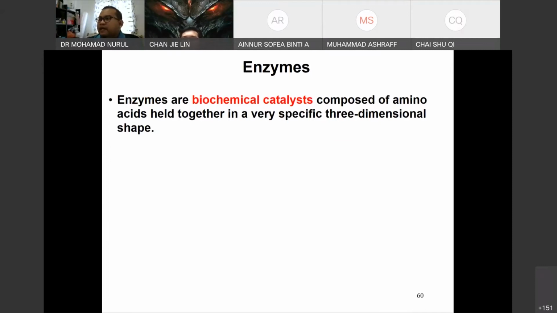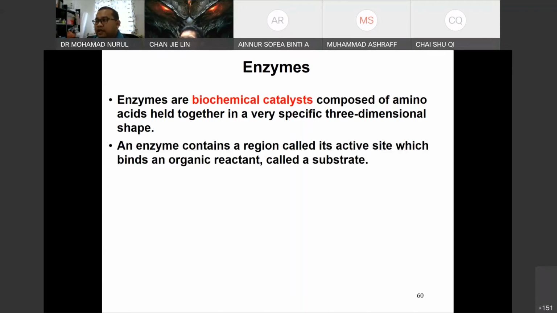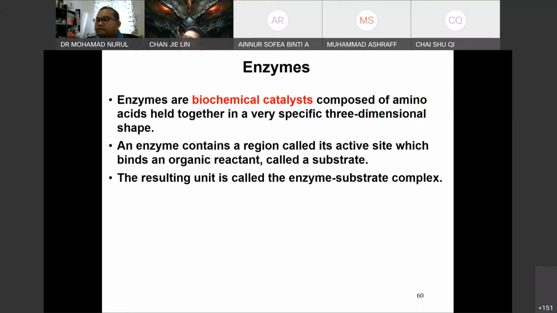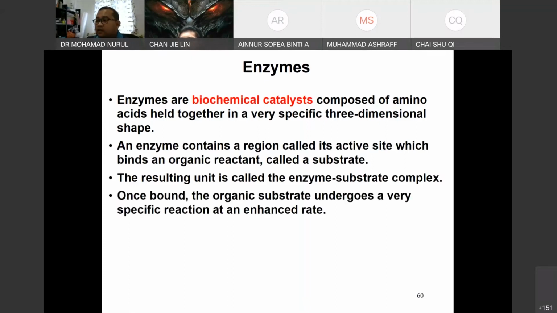And these are biochemical catalysts composed of amino acids held together in very specific three-dimensional shapes. An enzyme contains active sites that bind with the organic reactants, which we call substrates. The resulting combination of enzyme and substrate we call the enzyme substrate complex. Once bound, the organic substrate undergoes a very specific reaction at enhanced rates.